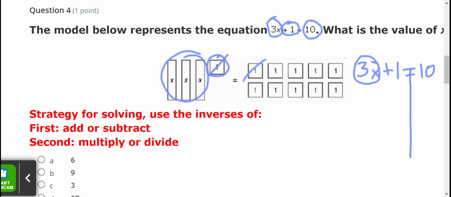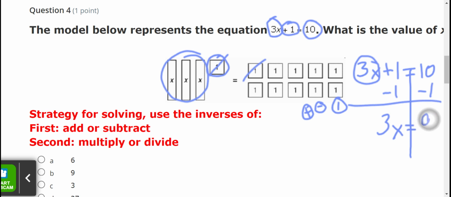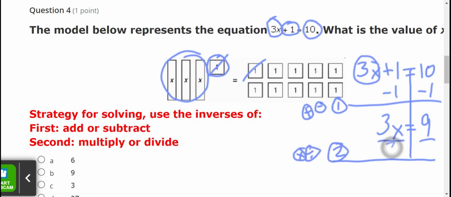3 times x. We're going to start with the adding or subtracting to solve. So step 1, we're going to add or subtract. And now we're left with 3x is equal to 9. And then we're going to go to step 2, where we multiply or divide. And this one, the opposite of multiplying by 3 is dividing by 3. 3 divided by 3 becomes 1. 1x is equal to our answer.